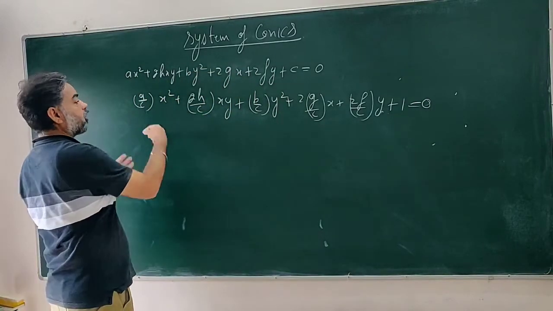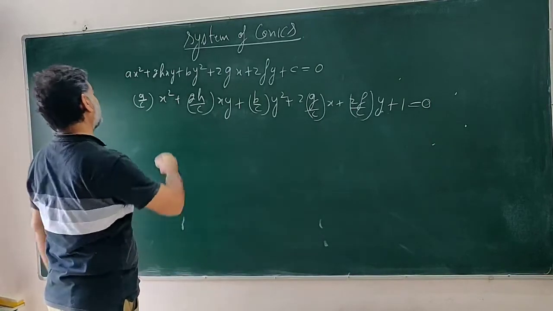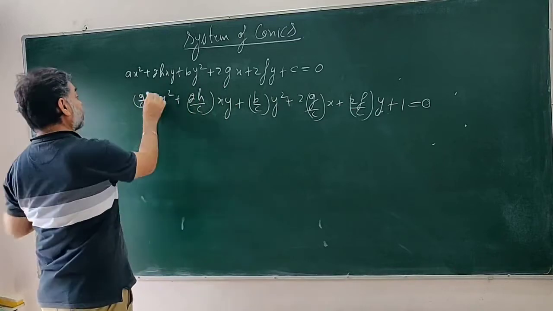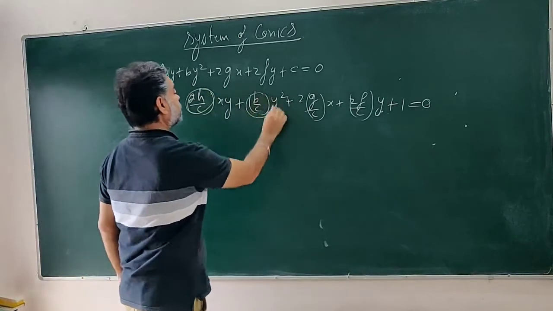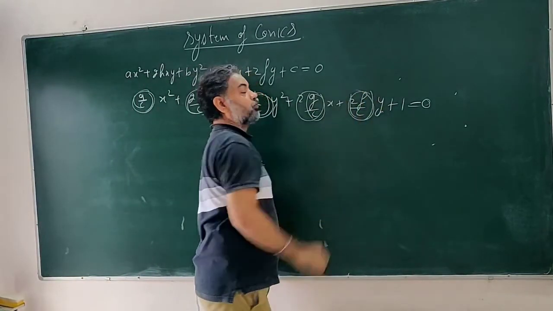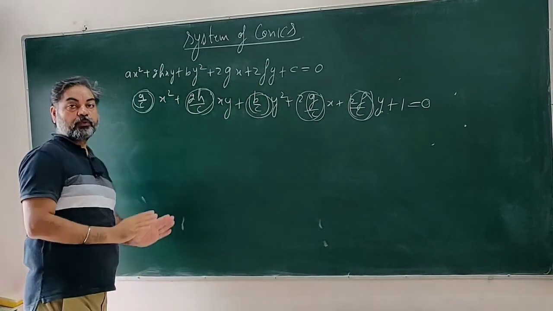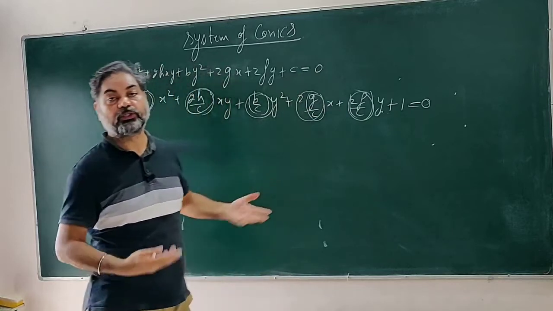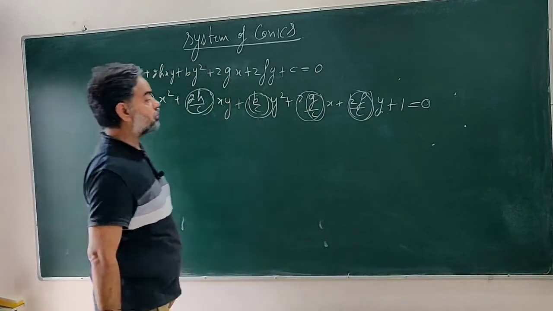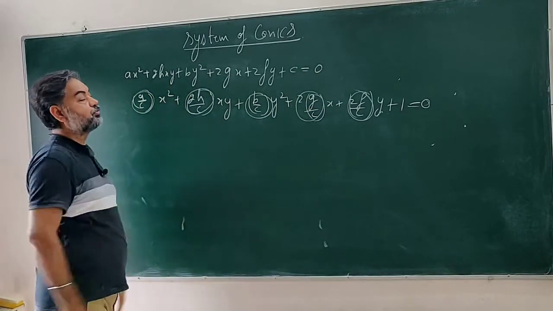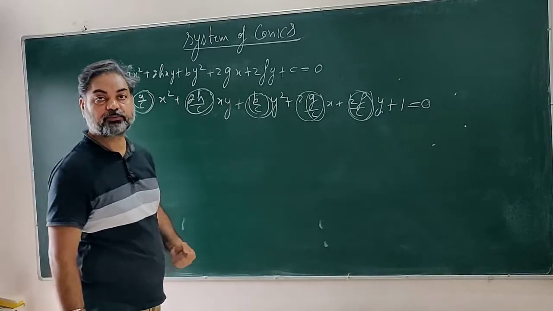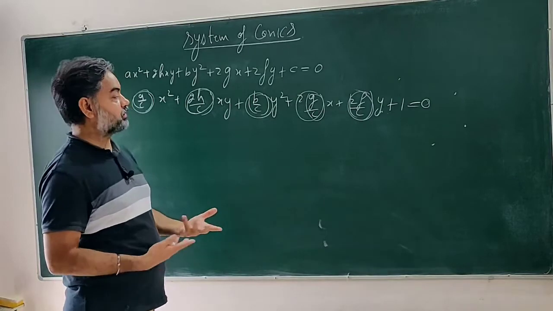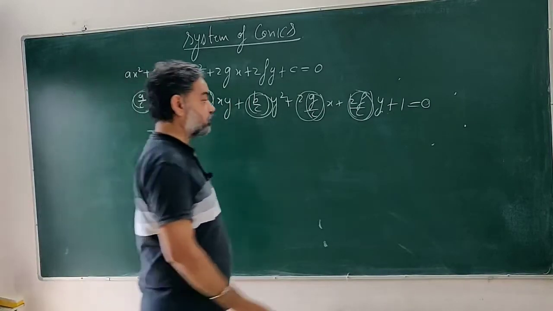Now this equation has how many constants to be determined? To write the equation of this conic, you need to find these 5 quantities. If you know the value of these 5 constants, then you know the equation of this conic. So to find the equation of the conic, we need 5 conditions, 5 equations which are independent of each other.